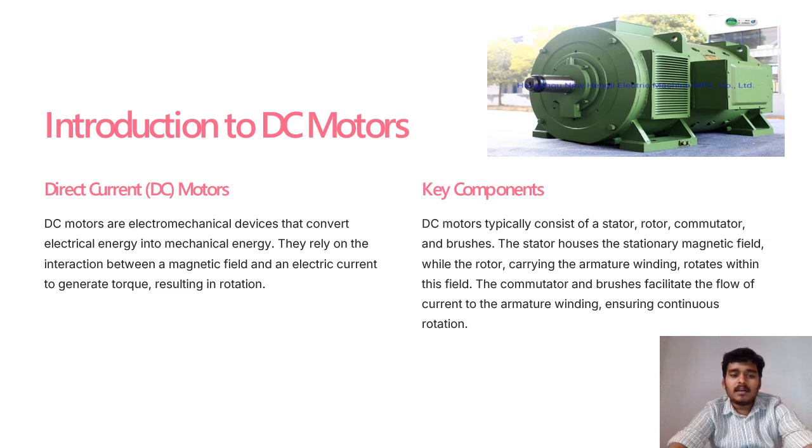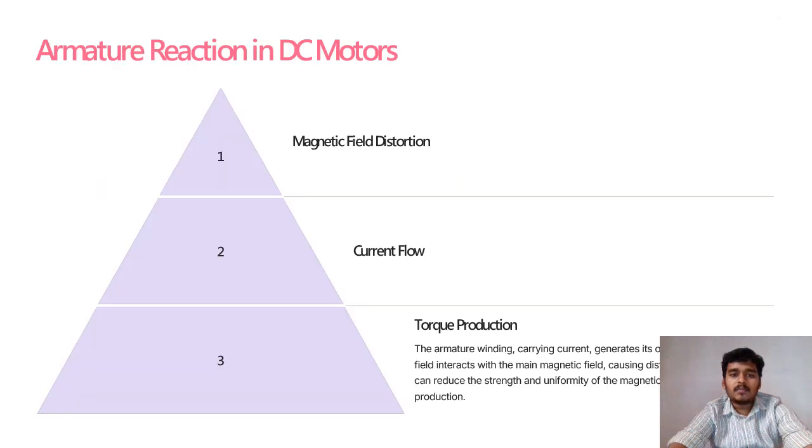Now in the further slides, we will learn the types of armature reaction in DC motors. Armature reaction means the effect of armature flux on the main field flux of a stator or field winding. The first one is magnetic field distortion. In armature reaction, there is a magnetic field distortion where the GNA and MNA axes, the geometrical neutral axis and the magnetic neutral axis, are equal and perpendicular.